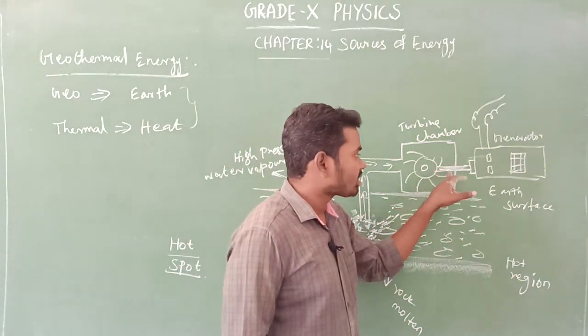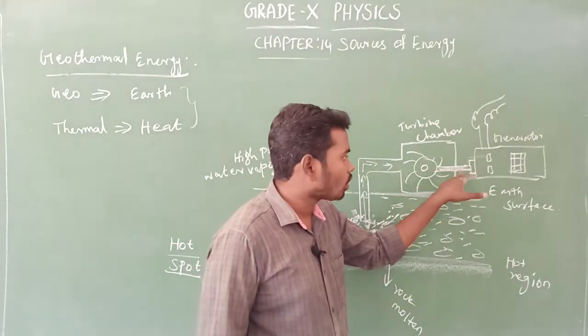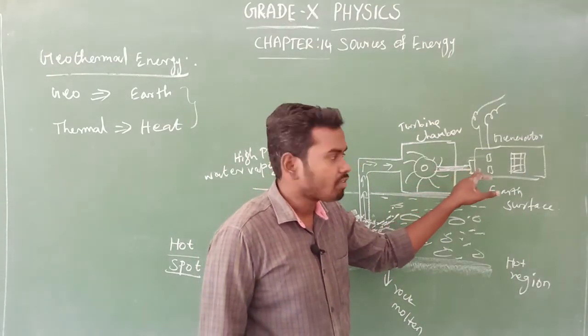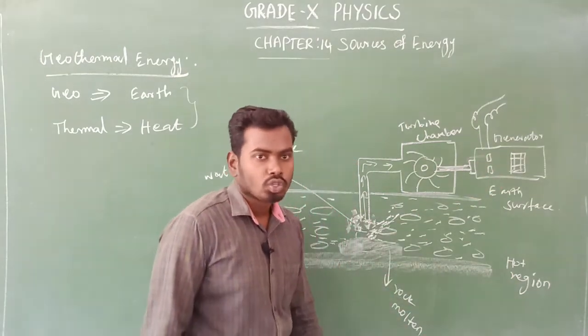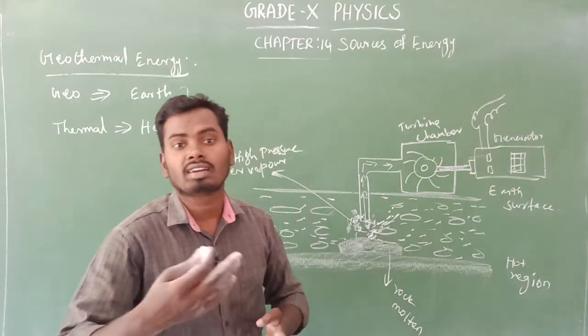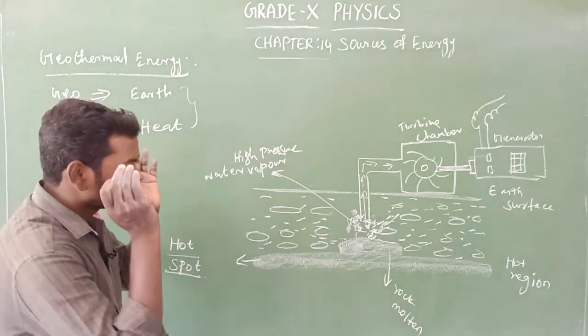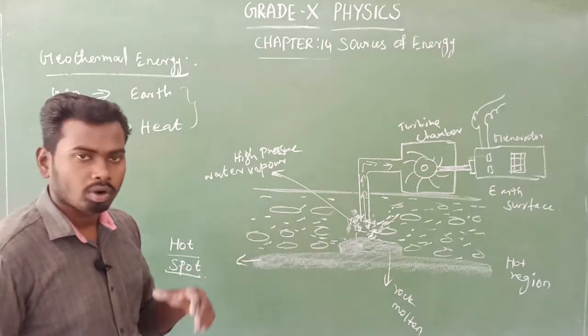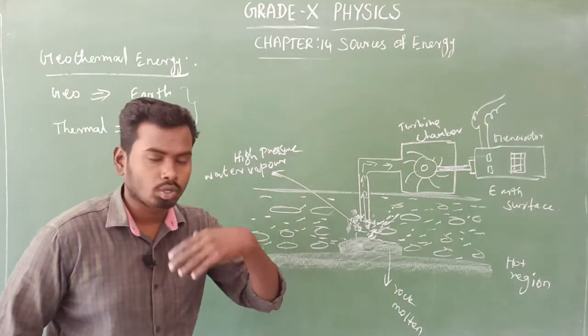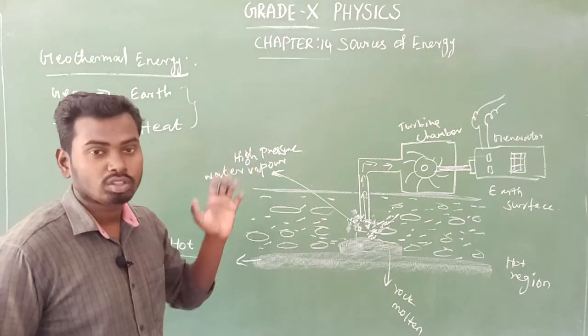The other end of the turbine is connected with the shaft. If the turbine rotates, the shaft also rotates. Then the other end of the shaft is connected with the generator. So due to this rotation of the turbine, the generator generates electricity. This is one method to generate electricity, and that is called geothermal energy.